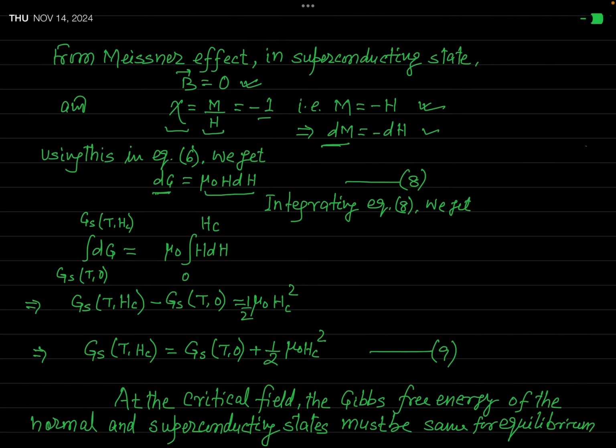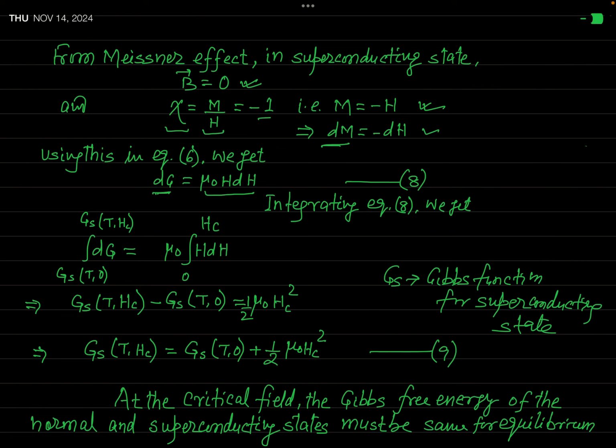Mark it. Here I have written Gs, and Gs stands for Gibbs function for the superconducting state. Okay, and Gn stands for Gibbs function for the normal conducting state.